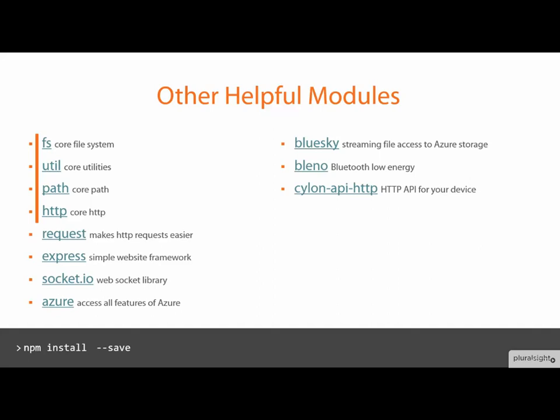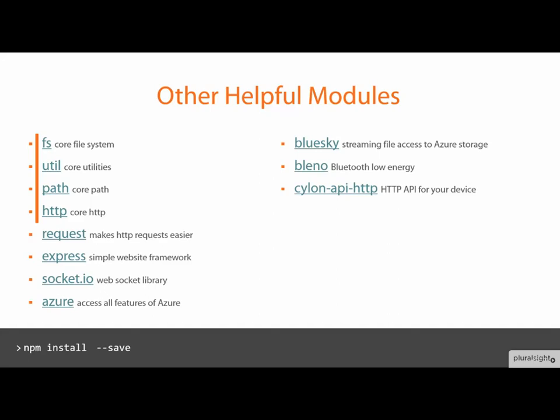Blue Sky module is one that I've seen lately that wraps the Azure Storage API and gives you a really good streaming file access to Azure Storage. It makes it work much more like Node's FS core file system module. Blino is a module for accessing Bluetooth Low Energy on your device, so you can use Blino on the Intel Edison to access the BLE that's built right into that chip.